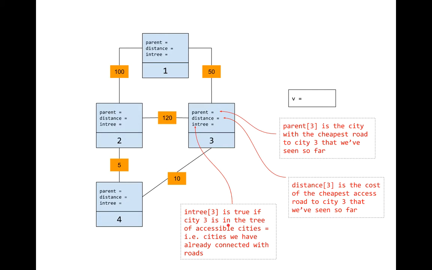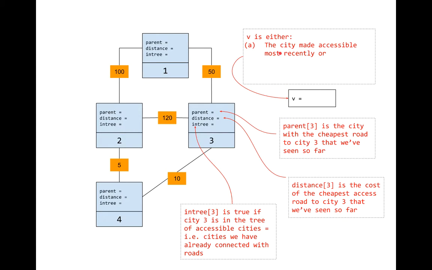the cities we have already connected with roads. Another way of thinking about that is just the cities that I've marked green in my earlier quick explanation of how the algorithms work. So in tree will be true if the city has been marked green, and we can access it from other cities. Okay, and then we have this global variable over here that is not associated with each individual city but is off by itself. What does this variable v do?